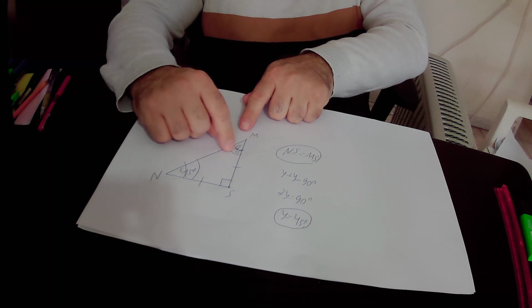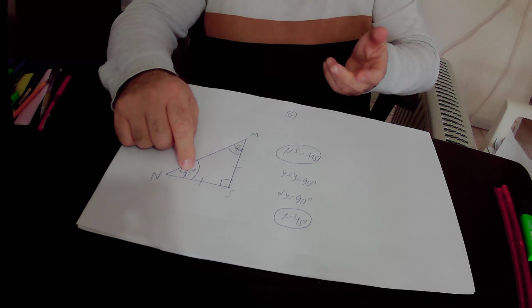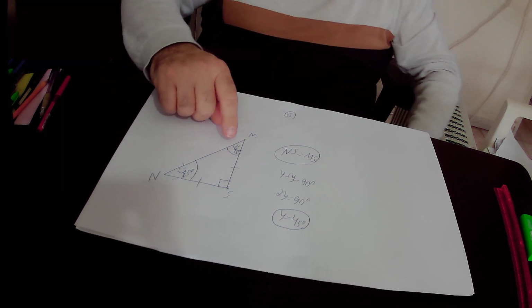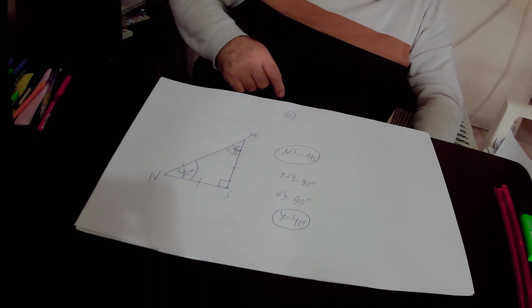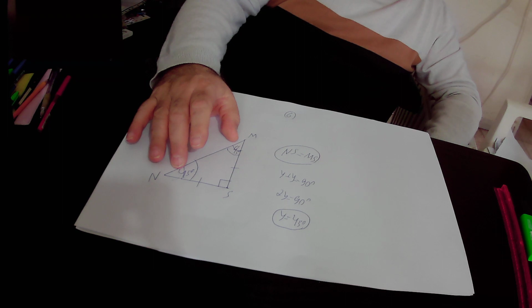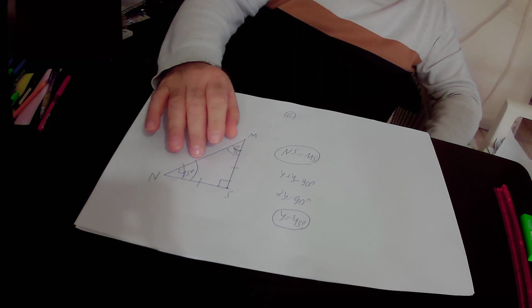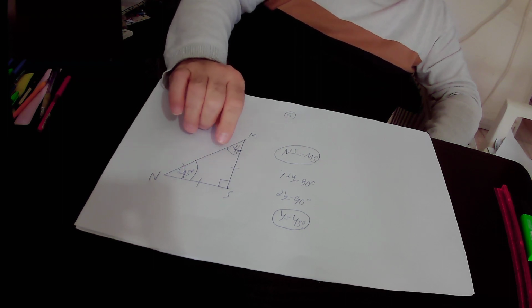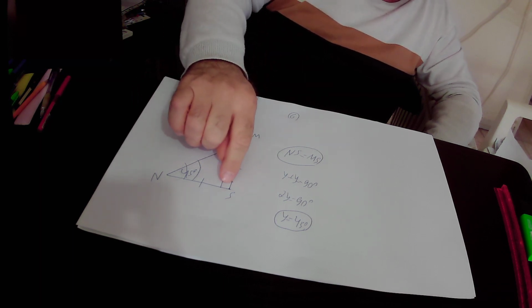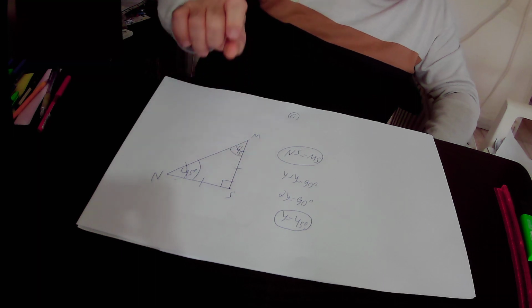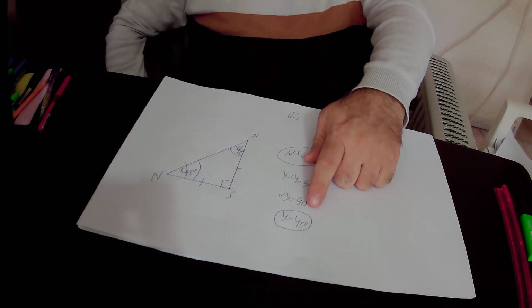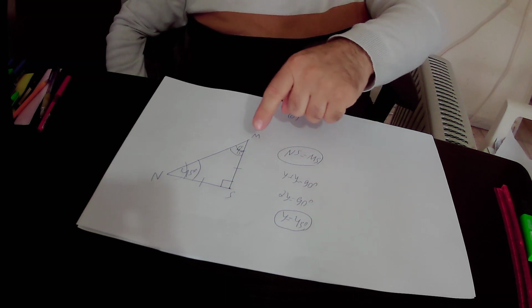So if this angle is y, then this angle will also be equal to y. The sum of those two angles is y plus y, that is to say, 2y. And the sum of those two angles, 2y, must also be equal to 90 degrees in order to complete the sum of the angles in triangle MSN to 180 degrees. We get that 90 degrees plus 90 degrees equals 180 degrees. So we got that 2y equals 90 degrees.